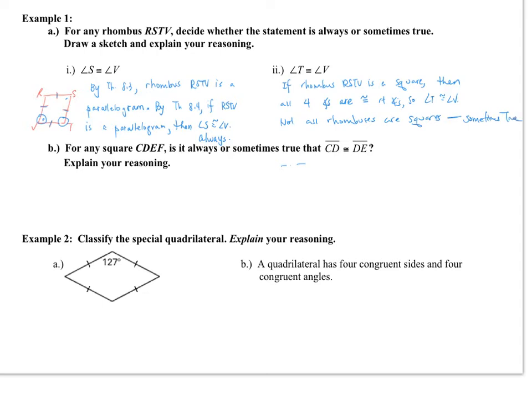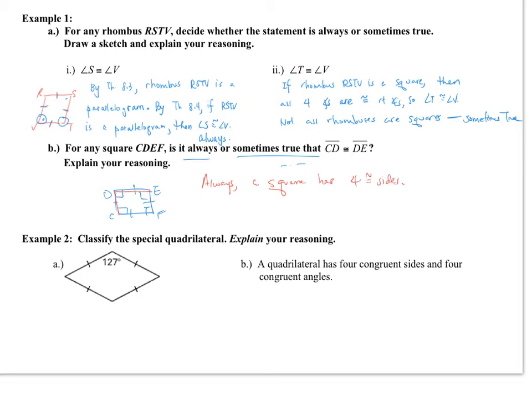Part B. For any square CDEF, it is always or sometimes true that CD is congruent to DE. Explain your reasoning. We would say always, because a square has 4 congruent sides.